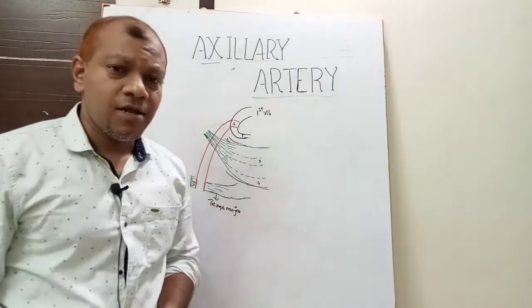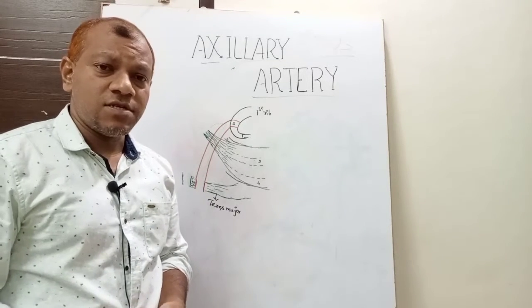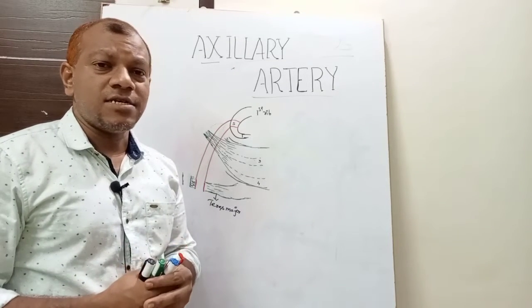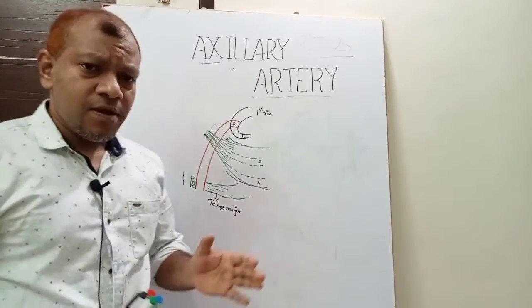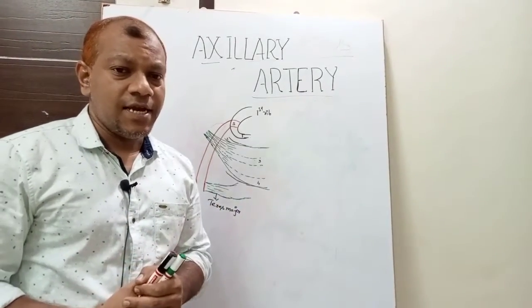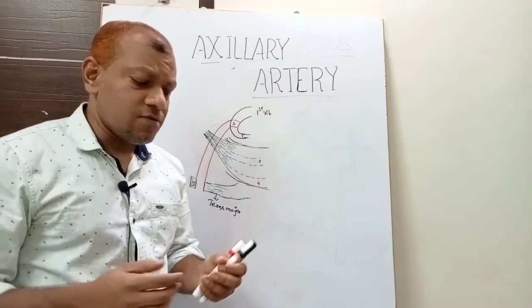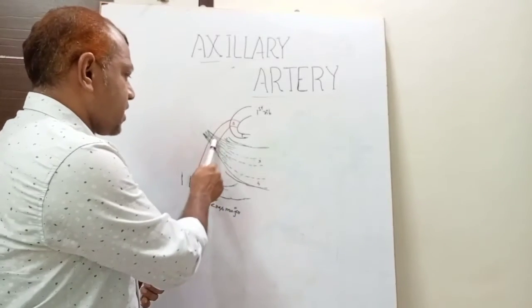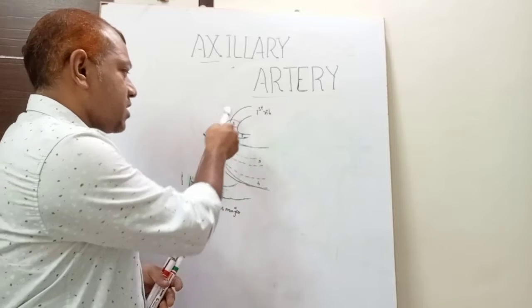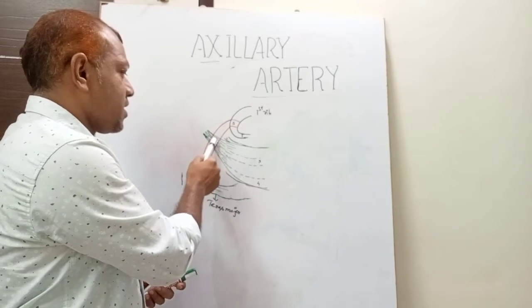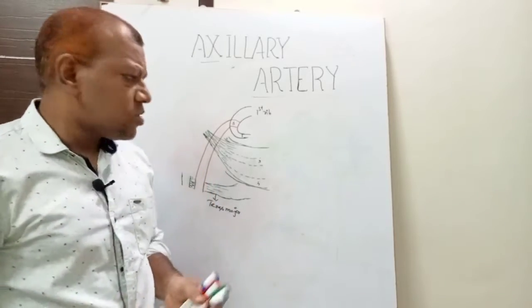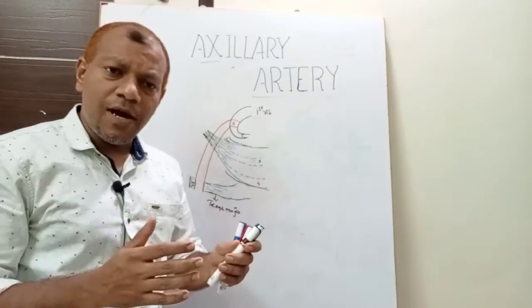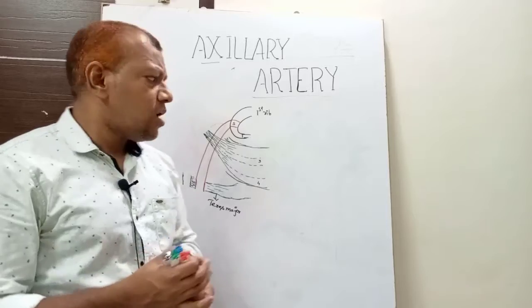Welcome to my channel. So in our previous class we have discussed about axillary artery parts and its branches. And today we are going to discuss about the relations of axillary artery. So what are the three parts which we have discussed? The first part, second part, third part. First part is present above the pectoralis minor. Second part is present under the pectoralis minor. Third part is present below the pectoralis minor. So these three parts' relations, that we are going to discuss.